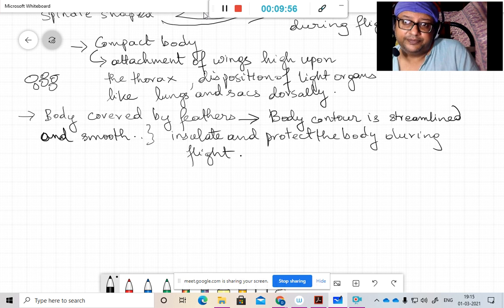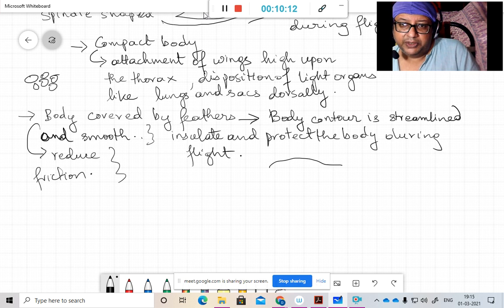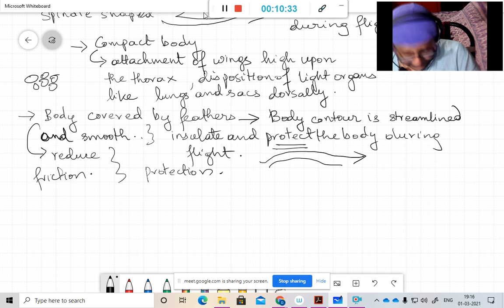during flight. So when the bird is flying, first thing is these feathers reduce friction. Because of the feathers present, the air smoothly flows over the body with least resistance, and since they are flying at high altitude, it can be cold and there is direct exposure to UV light. So these feathers also provide protection. This is one more characteristic.